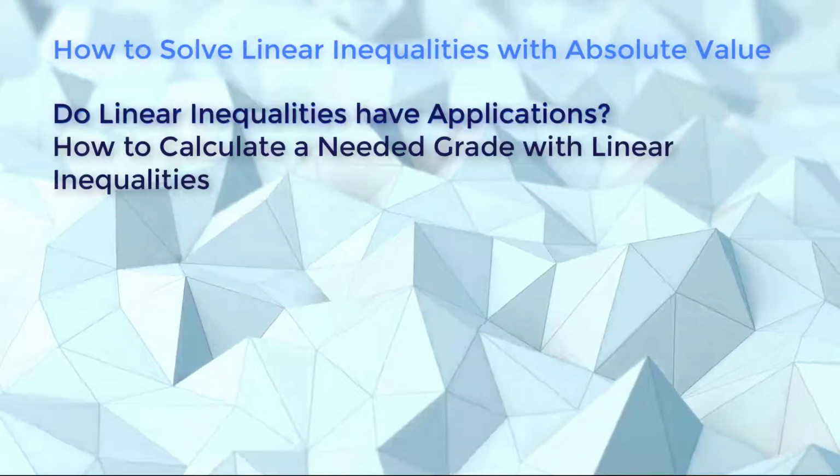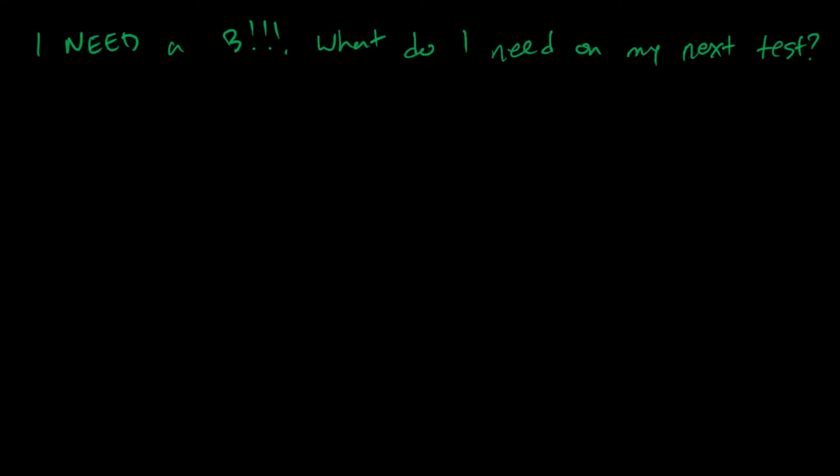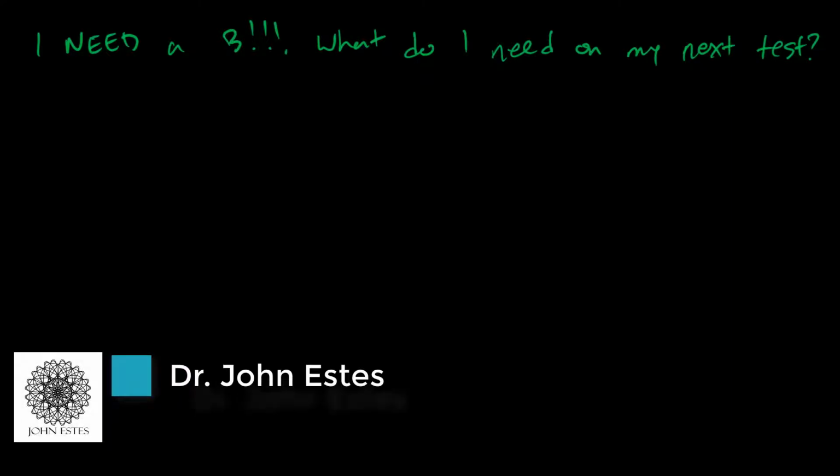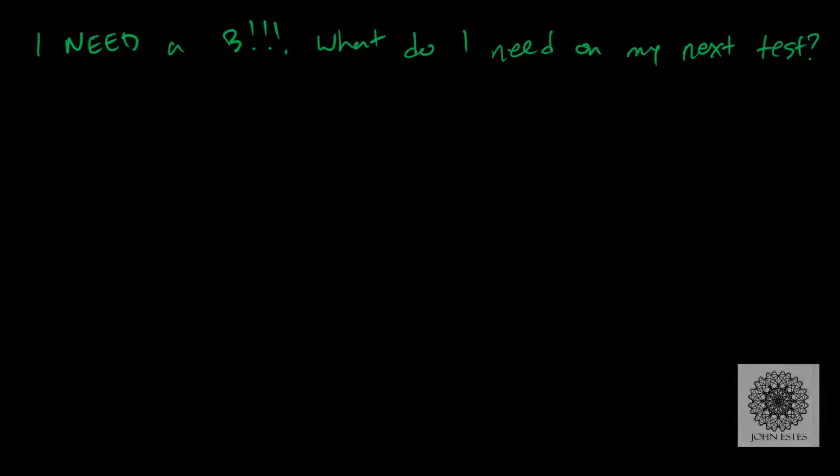Here's a very common question I get from students all the time. They say something like this: look, I need a B. I need a B in this class. What do I need to make on my next test? Okay, so what I'm going to answer is, let's look at your test scores. What do you need to make on the next test to get a B average for your test?